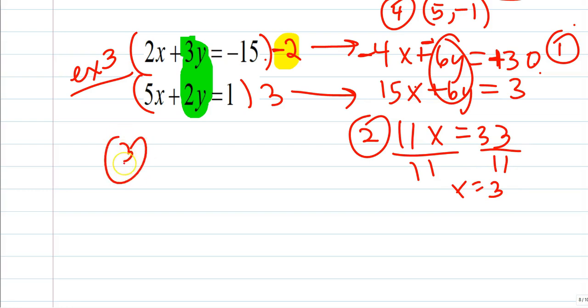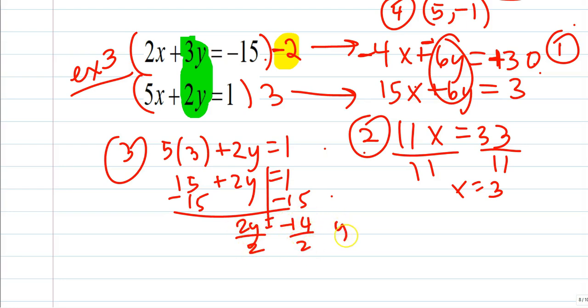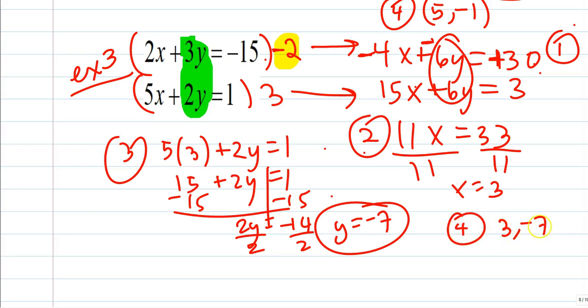Step three, what am I going to do with that 3? Substitute and solve. Where? Doesn't matter. Either equation. I'm going to choose the bottom one. Why? Y is smaller. We get 15 plus 2y equals 1. Subtract. 2y is equal to negative 14. And y is equal to negative 7. Do not forget step 4. Step 4, write your answer as a point: 3 comma negative 7.